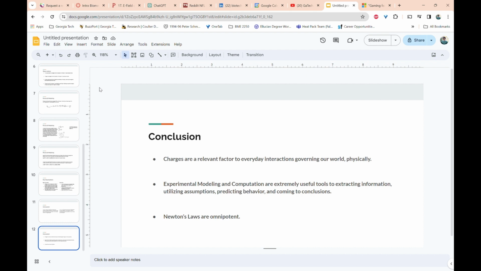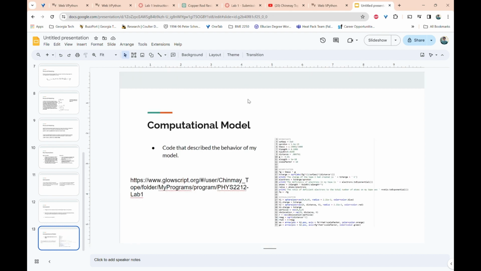Finally, here are a few key aspects of this lab that are important to mention. Charges are a relevant factor in everyday interactions that govern our world, at least from a physical standpoint. Likewise, it's important to utilize experimental modeling and computation to extract information, as well as the fact that Newton's laws are relevant and important. To conclude, here is a quick snapshot of the computational model that I utilized to describe the behavior of those two charges and the forces present on the upper tape.